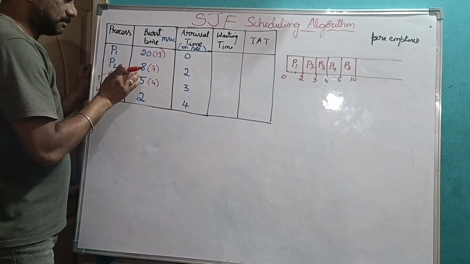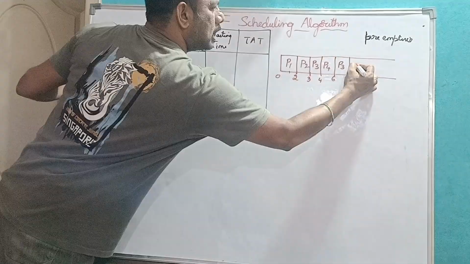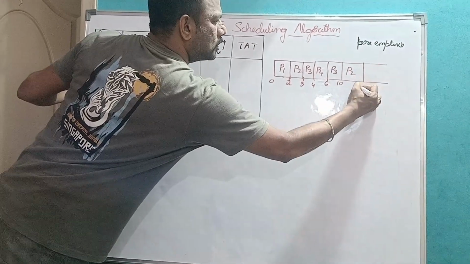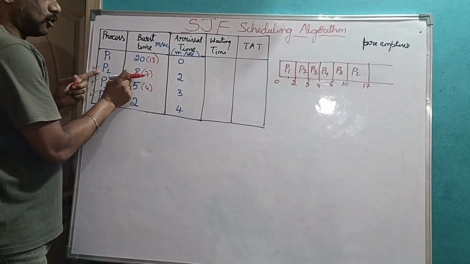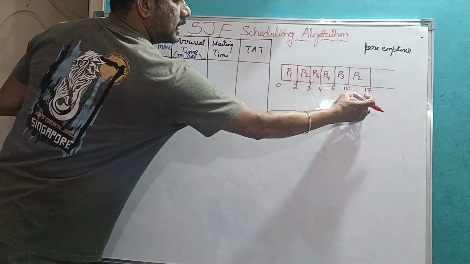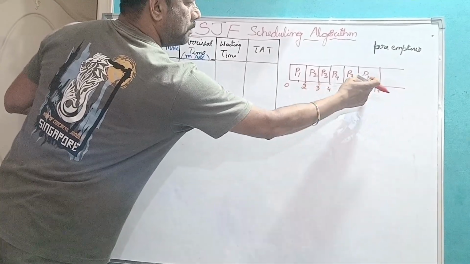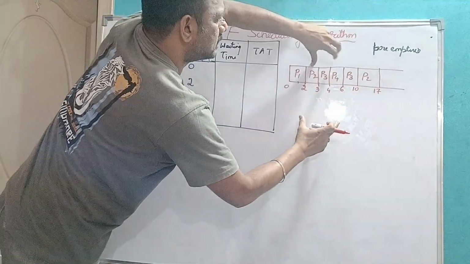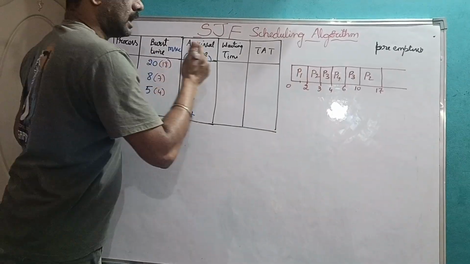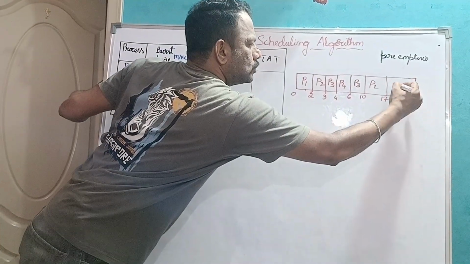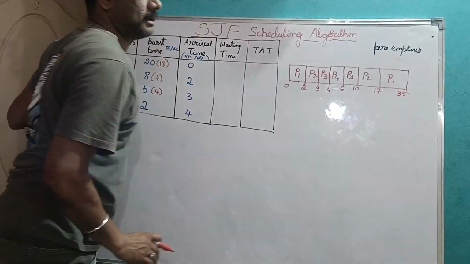So P3 also completes. Once P3 completes, I check 18 and 7, and the minimum is P2. So I start P2, which requires 7. So 10 plus 7, 17. This is also done. Totally P2 requires 8 milliseconds: 1 millisecond here and 7 here. Now remaining is P1, which requires another 18. So 18 plus 17, 35. Done.